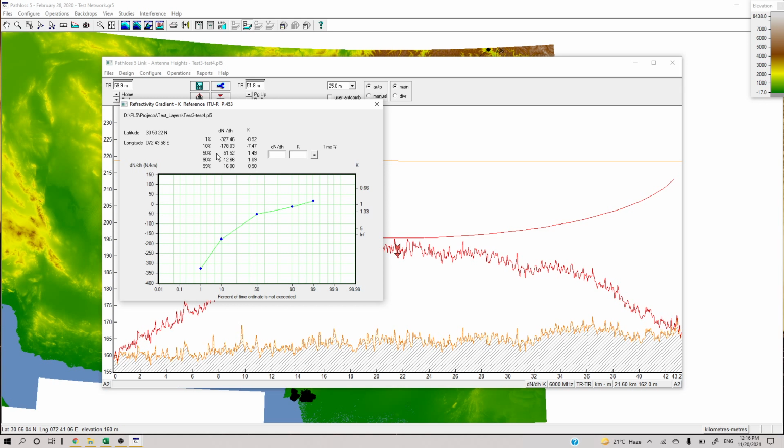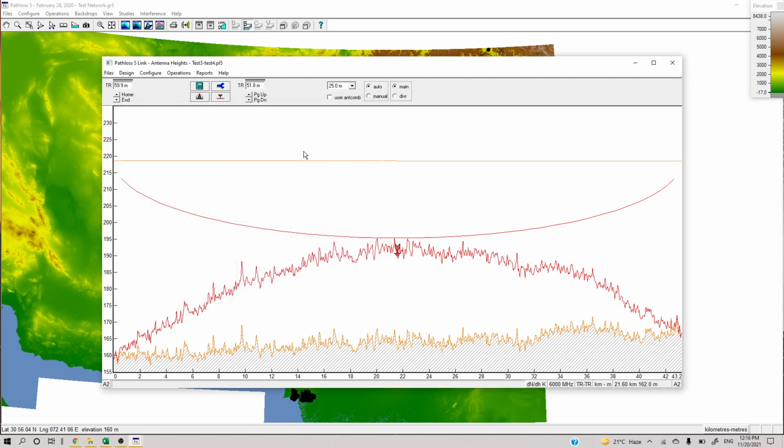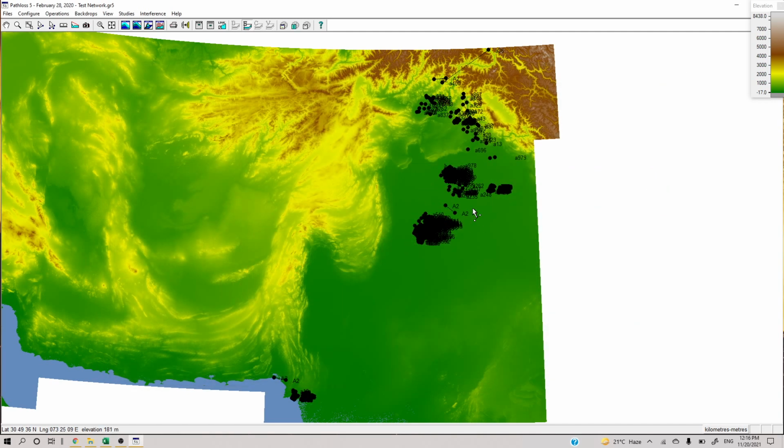So k is 1.33. It should remain almost 60-70% of the time. So it means 40% of the time your link should be in big problem. So you need to plan this link more carefully. Either you need to take the antennas higher, or you need to plan it with a space diversity so that the link keeps working all of the time. So this link looks very simple, but it's not that simple.